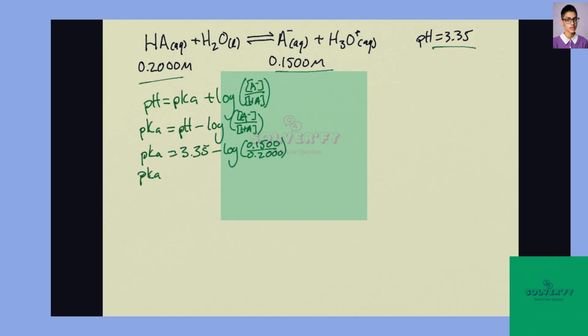This is 3.35 minus negative 0.1249, which is 3.4749.